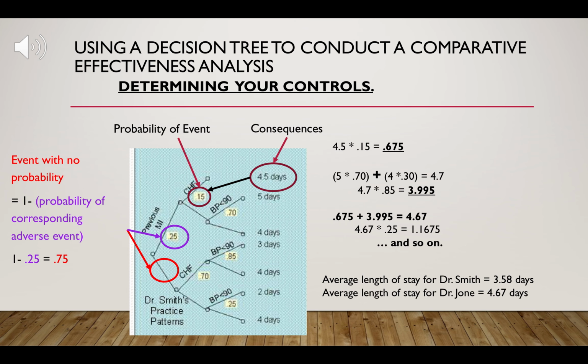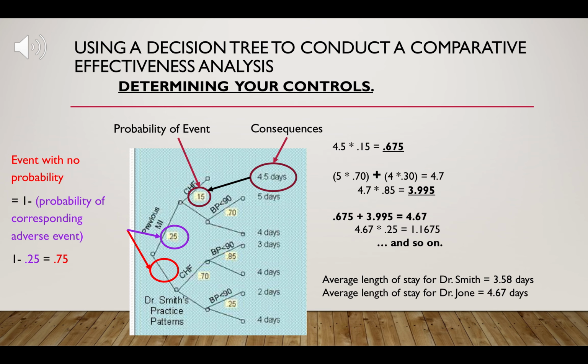As previously stated, we must first determine what our controls are to begin the analysis process. To do this, we will need to figure out the average length of stay for each physician above. One average for Dr. Smith and another average for Dr. Jones. To do this, you will need to start from the end, which are the consequences, and work your way back. Let's start by taking a look at Dr. Smith's decision tree.